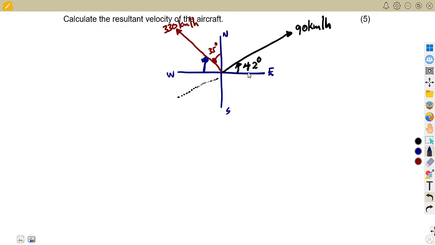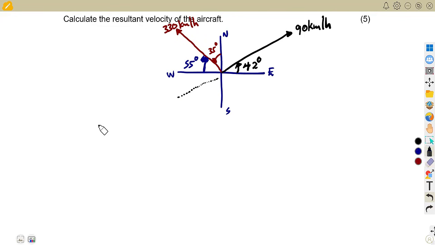This is the angle that we consider, just like 42. We want to consider this angle here. So that's 90 minus what? Minus 35, because this is at right angles. So this is going to give us 55 degrees. So we are going to use the angle of 55 degrees instead.